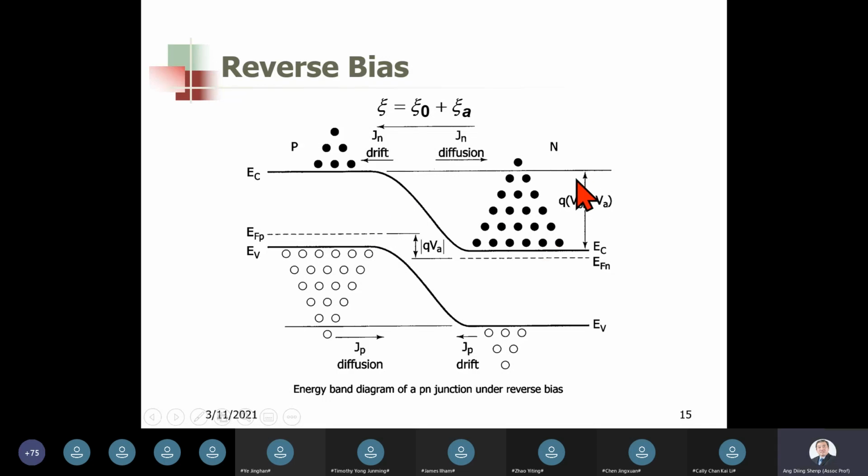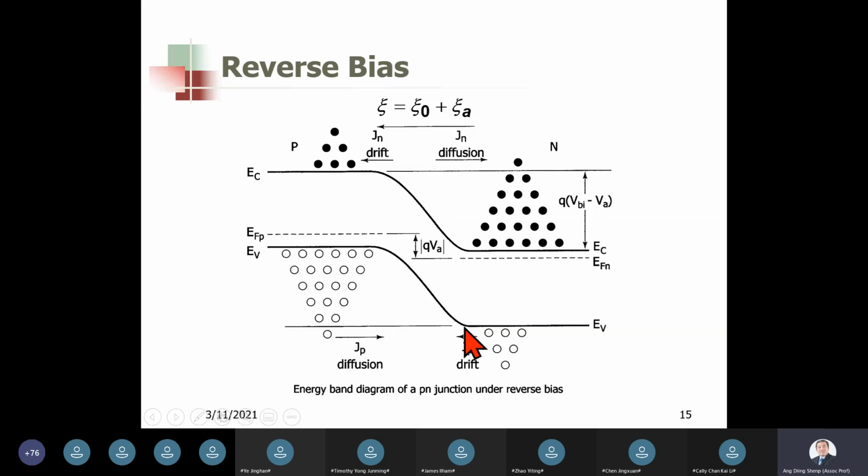Now, due to the larger potential barrier and the larger junction electric field, majority carriers on both sides of the junction cannot cross the junction anymore. In fact, they cannot do so even under thermal equilibrium. Their movement is cancelled out by the opposite drift caused by the built-in field. In this case, the total electric field is even higher than the built-in field. So that basically rules out the movement of majority carriers across the junction.